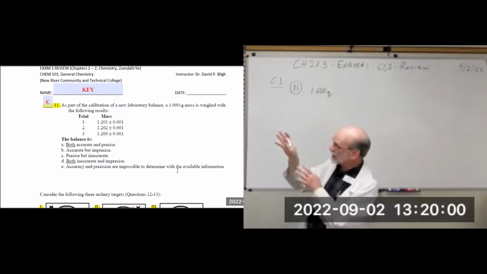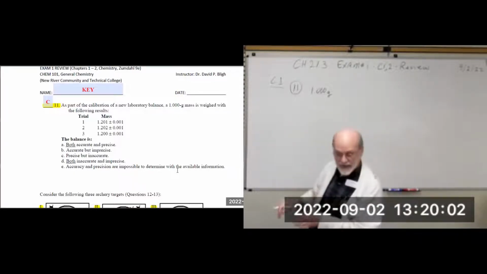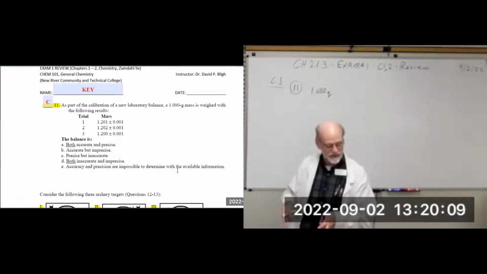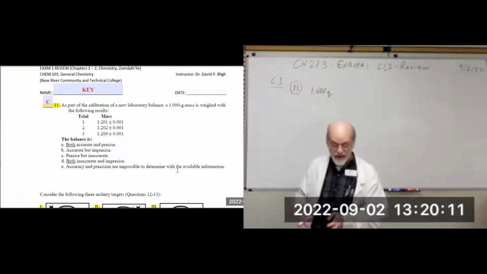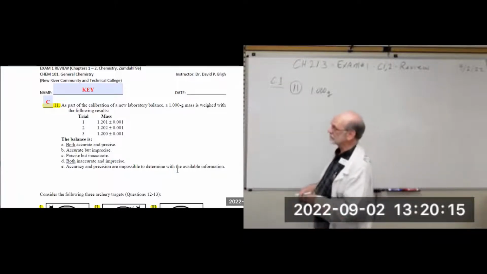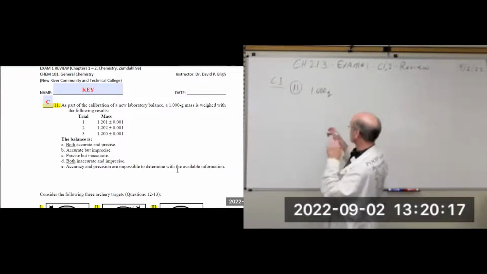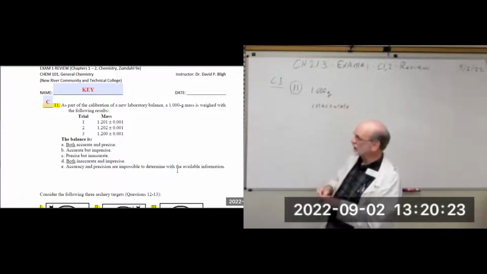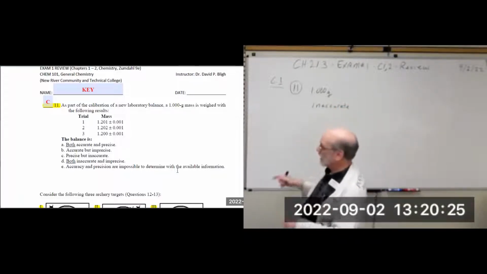So if we look at those values, are they close to that? No, they're off by 20%. That's a huge amount, right? So none of the values are accurate. They're all inaccurate. Right? So we know that they're inaccurate, right? Because they don't come anywhere near 1 gram.